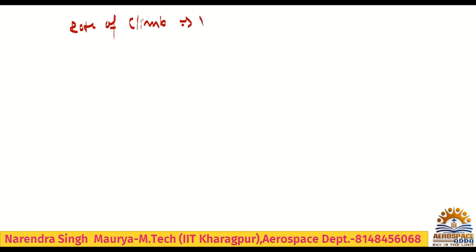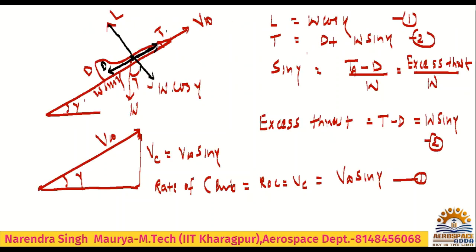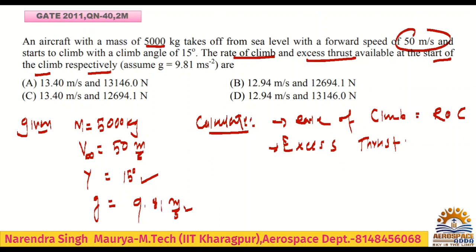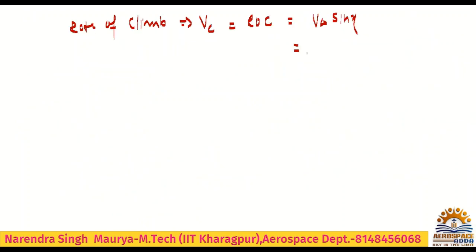It is nothing but V_c, the ROC, which is V infinity sin gamma. Check what is the V infinity here. That V infinity is given as how much? 50. Let me write here, 50 into sin gamma. Gamma is given as 15 degrees. So it is 12.94 meter per second. This is the first.